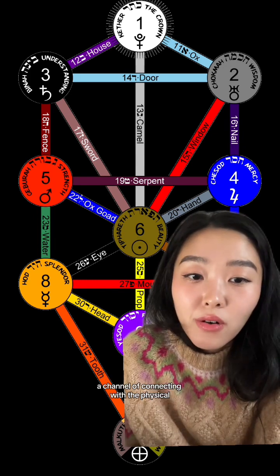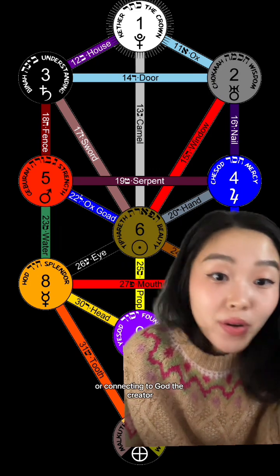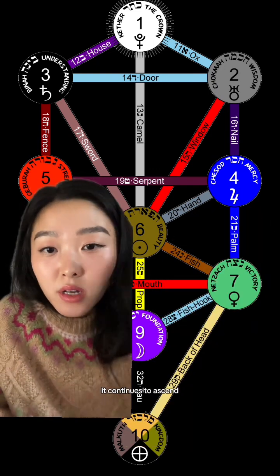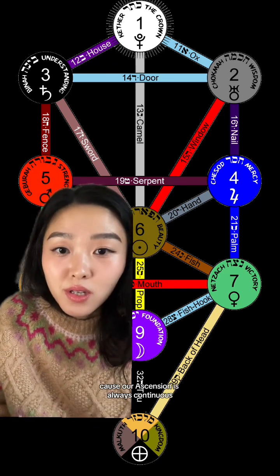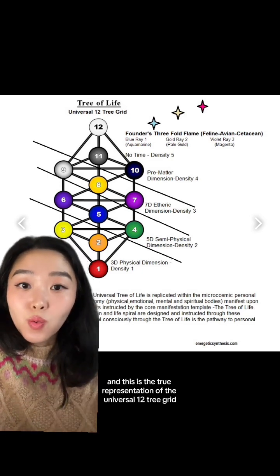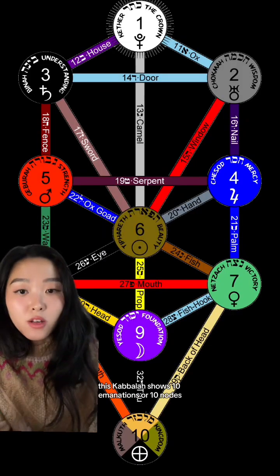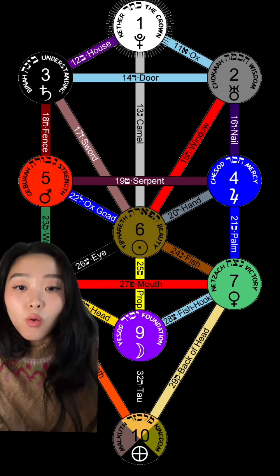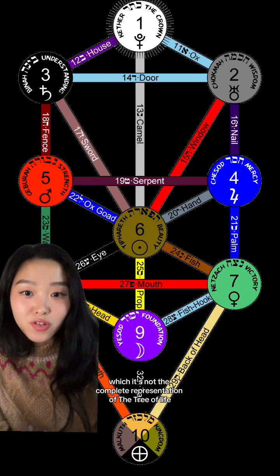A channel of connecting the physical to the spiritual world, or connecting to God the Creator. The Tree of Life does not stop here. It continues to ascend because our ascension is always continuous. And this is the true representation of the universal 12-tree grid, known as the Tree of Life. This Kabbalah shows 10 emanations or 10 nodes, which is not the complete representation of the Tree of Life.